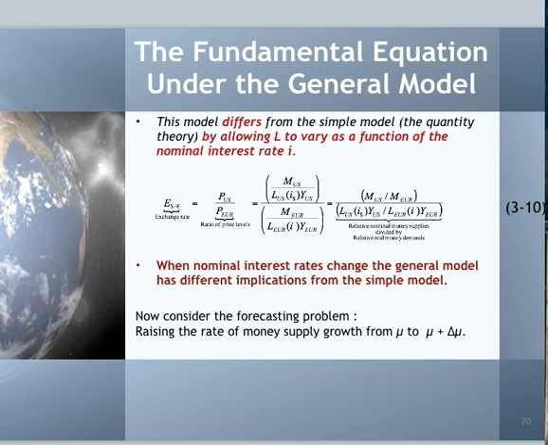It's a function of the money supply in the two nations, and it's also a function of money demand. But notice money demand is a function of interest rates, so interest rates also play a role here. And what this tells us is that because L varies according to the nominal interest rate I, when interest rates change, the general model has different implications than the simpler model without the interest rate. So now let's consider the same forecasting problem we considered before. Let's raise the rate of money growth from mu to mu plus delta mu.